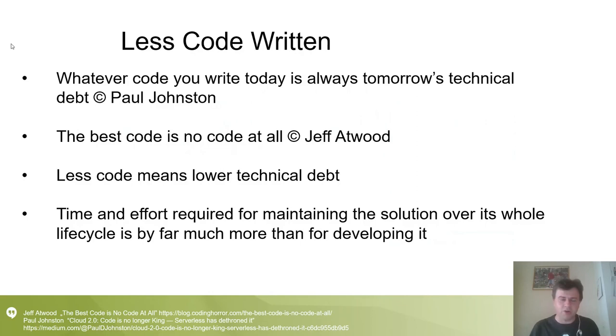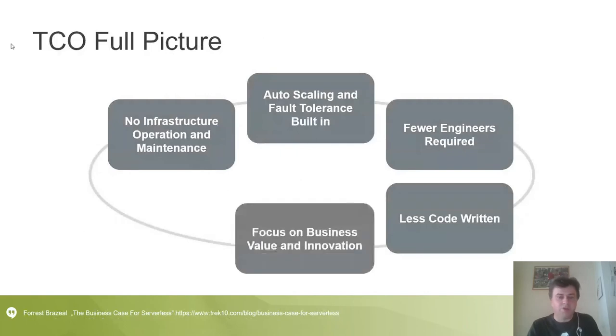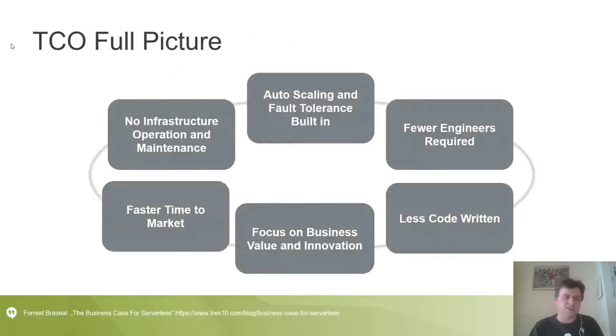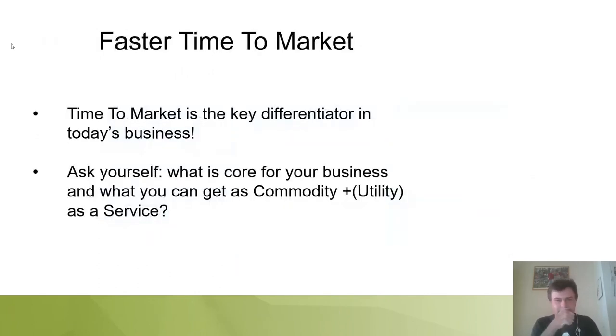So try to minimize the code written. It will save you time in the future. And also, it's about focusing on the business value and innovation, because you free your time for doing things which matter for your company. And probably every organization wants exactly this: be innovative, deliver business value, and so on. And probably as a result, you have faster time to market, because it's currently a key differentiator in today's business. And also ask yourself, what is core for your business and what you can get as a commodity or utility or software as a service. We will talk also about this in the next slides.